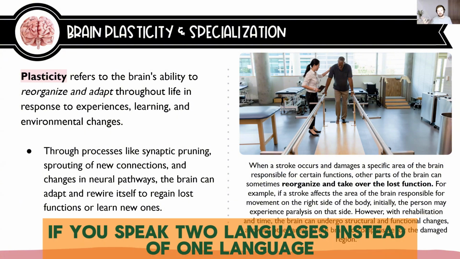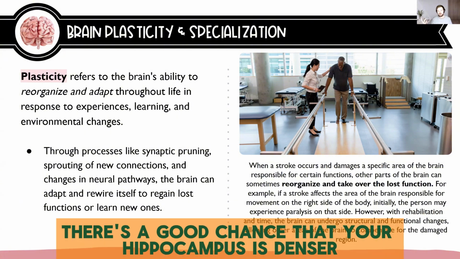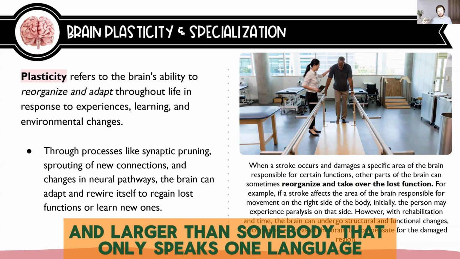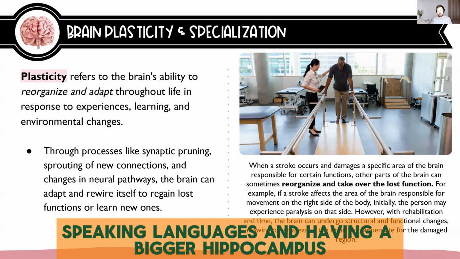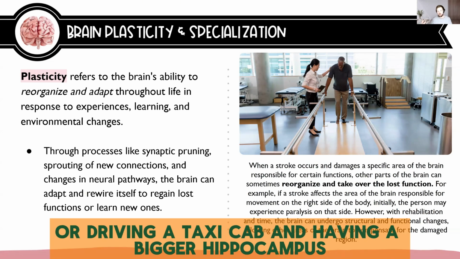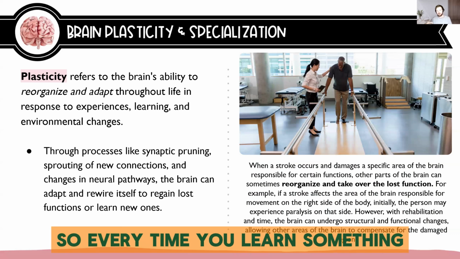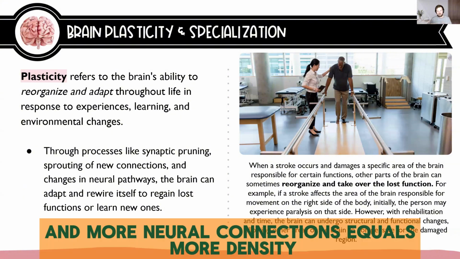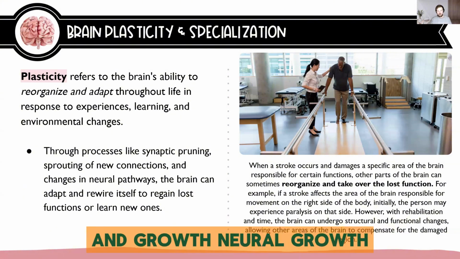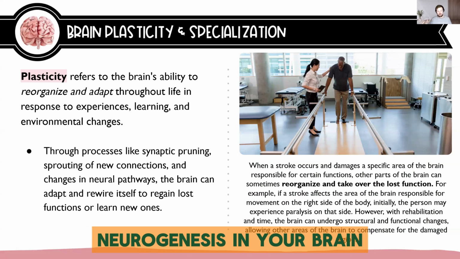For example, if you speak two languages instead of one language, there's a good chance that your hippocampus is denser and larger than somebody that only speaks one language. There's a correlation between speaking languages and having a bigger hippocampus, or driving a taxi cab and having a bigger hippocampus, for example. Right? So every time you learn something, there are more neural connections that are made, and more neural connections equals more density and growth, neurogenesis in your brain.